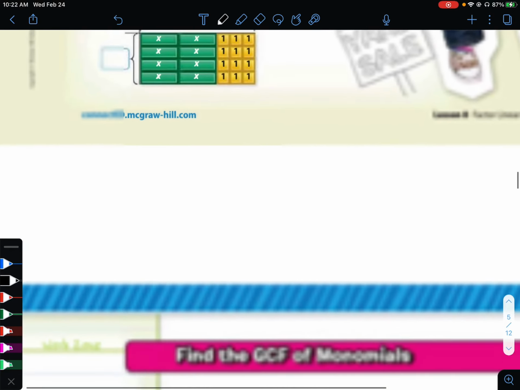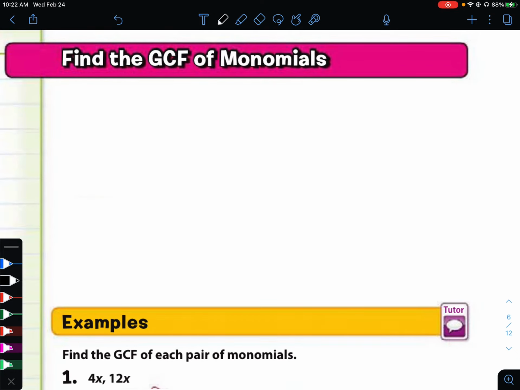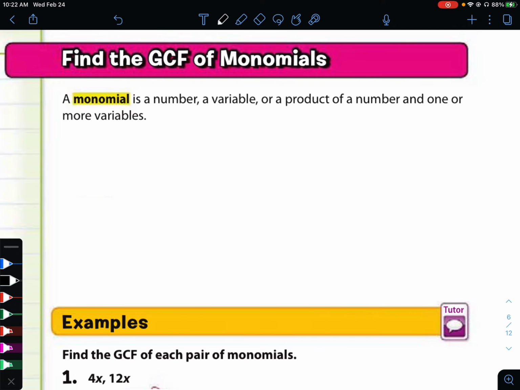Okay. And let's learn the concept right away. And it says here, the first one, is basically find the GCF of monomials. Before we even find the GCF of monomials, we need to understand what a monomial is, and let's define it. A monomial is a number, a variable, we defined it earlier, but let's do it again, or a product of a number and one or more variables.